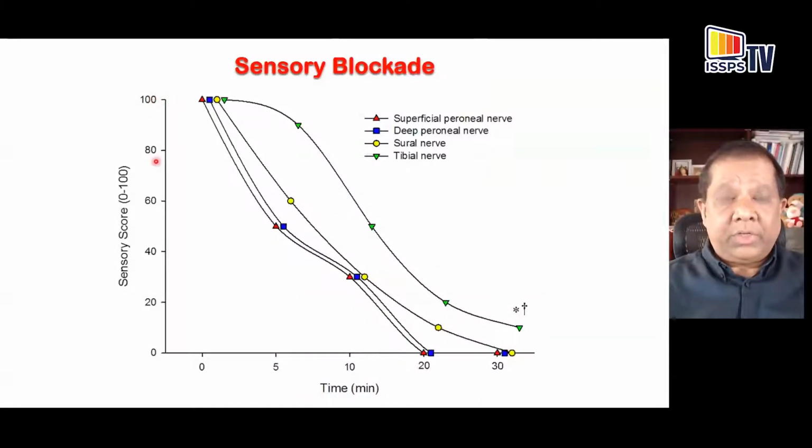You can see sensory score from 0 to 100 on your y-axis, and this is at 30 minutes assessment time. You can see, even if we looked at the individual nerves of the tibial, common peroneal, superficial peroneal, deep peroneal, and the sural nerve, the smaller nerves get affected first, followed by the larger tibial nerve. So the tibial nerve is more resistant to local anesthetic.